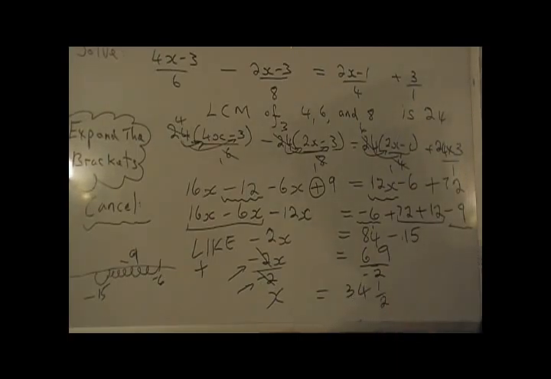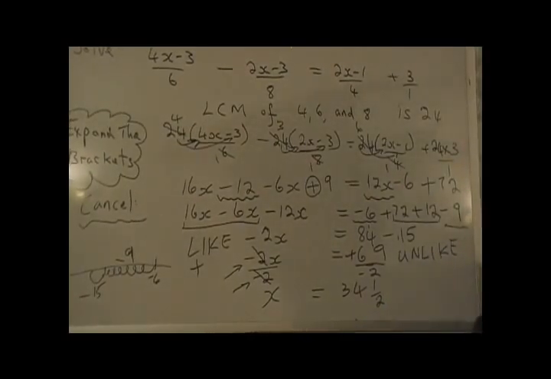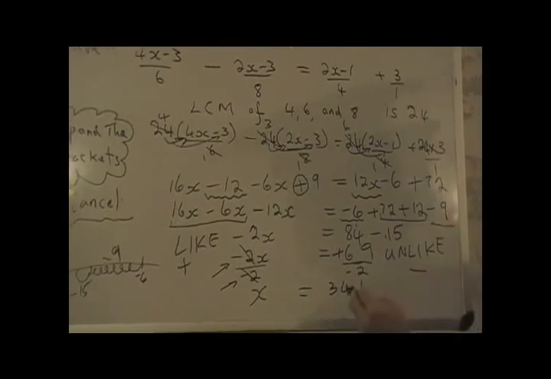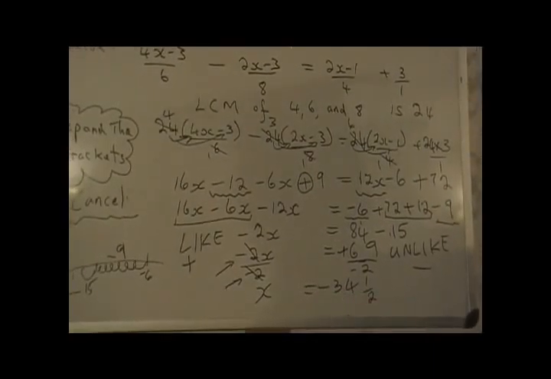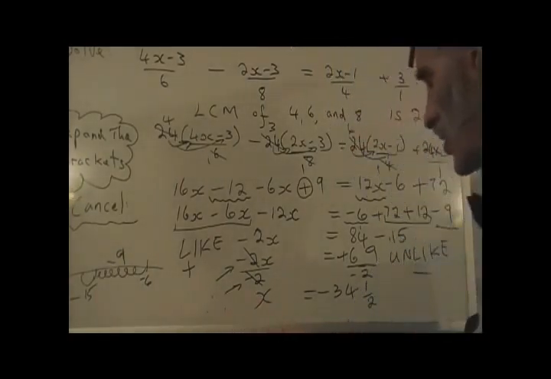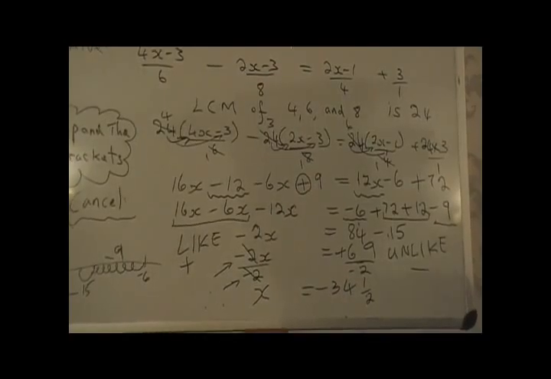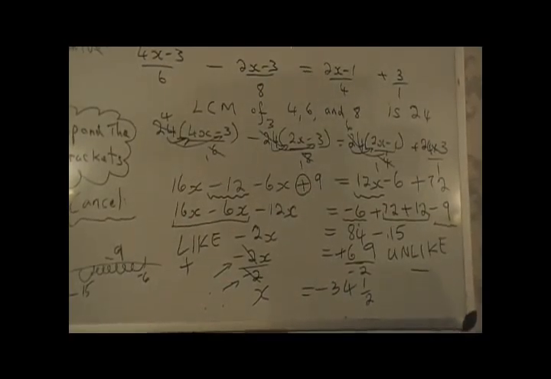The only thing left here is I had a minus sign there, and really I have a plus sign on top. So what we say here is that they're unlike signs. And unlike signs multiplied or divided would give me minus. So if I put a minus in front of my 34.5, I finally end up with my solution of x equals minus 34.5. And x equal to minus 34.5 is said to satisfy the equation. That is the solution of my equation.